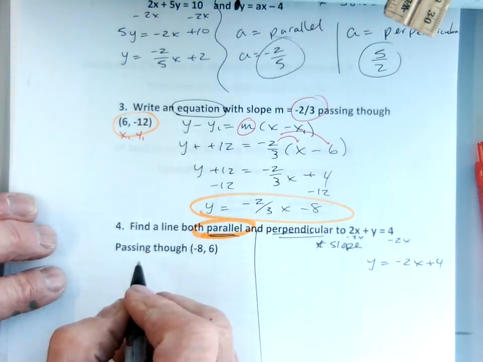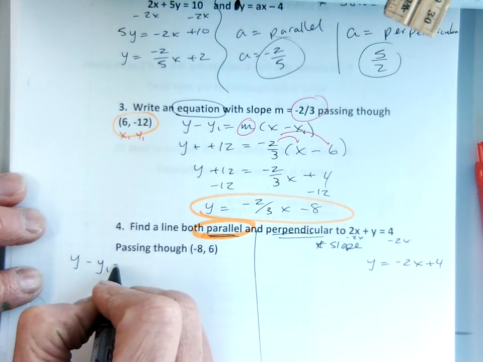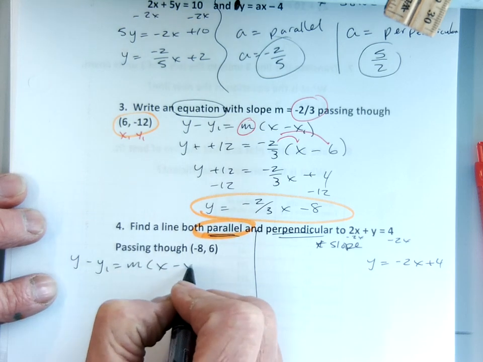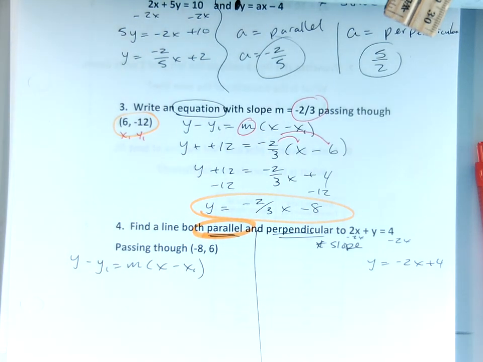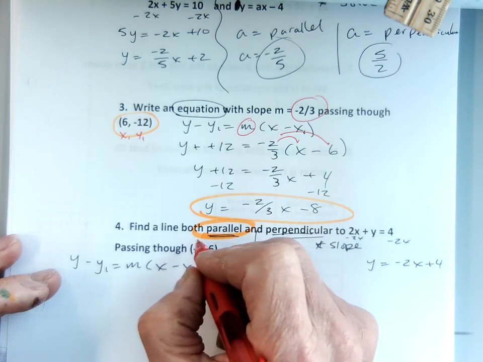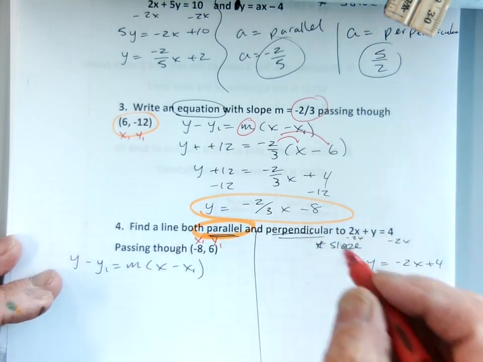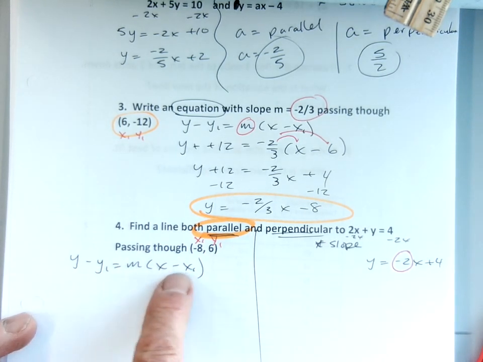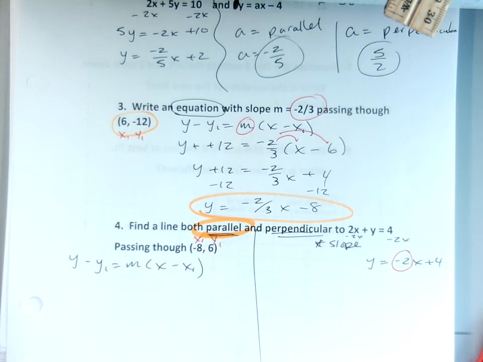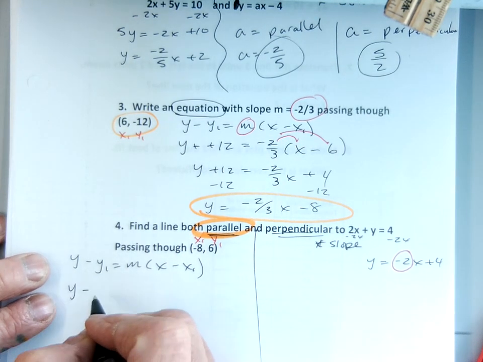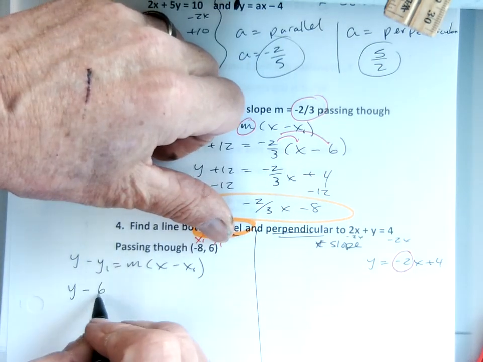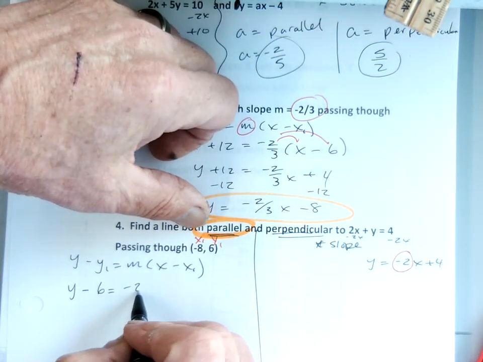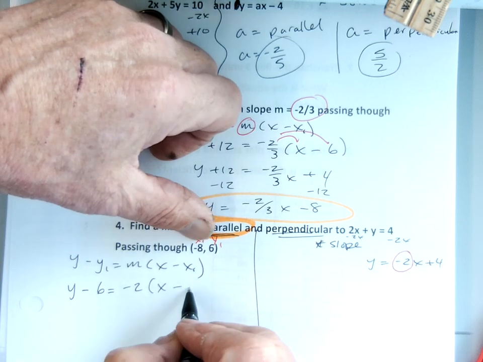So we need an equation of a line, right? y minus y1 equals m times x minus x1, okay? I need the equation, so I'm going to use our little formula. I've got my x1, y1, and I have my slope. My slope is negative 2. So I'll put that into my formula. There's my negative 2. There's my point. I'm going to go y minus 6 equals my slope, which is negative 2, times x minus a minus 8.